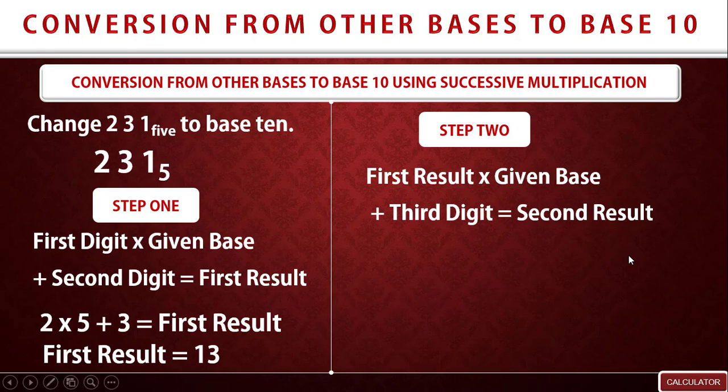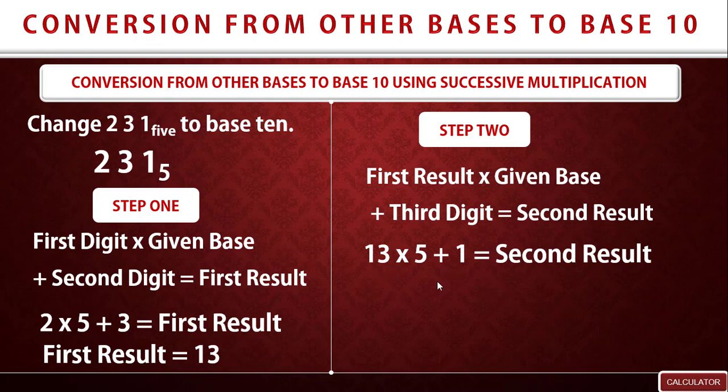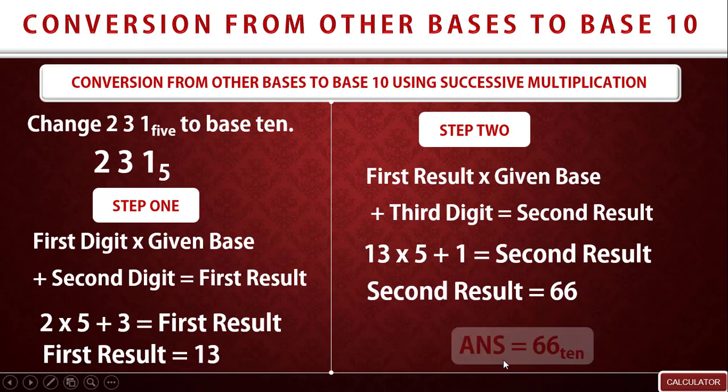So we have something like this: 13 multiplied by 5 plus 1. So 13 multiplied by 5, that will give us 65, then plus 1, that will give us 66. So our second result is 66. Since 1 here is our last digit, that means our second result will be our final answer. So our conversion of 231 in base 5 to base 10 will be 66.